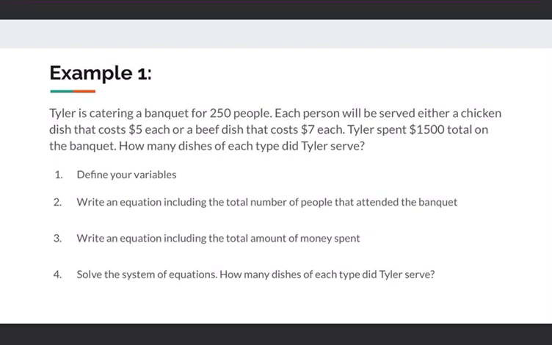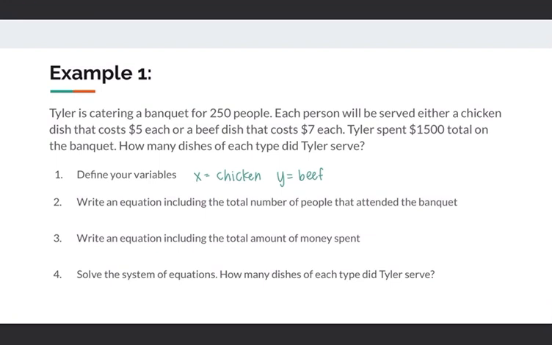So first we want to define our variables that we're going to be using. It really doesn't matter which variable you call which one, just as long as you're consistent. So I'm going to say that x is going to represent chicken and y is going to represent beef. You could do it the other way around, just make sure that your equations reflect that.